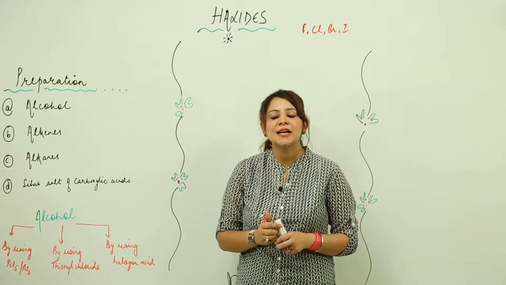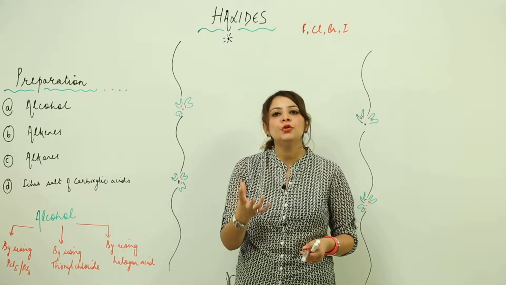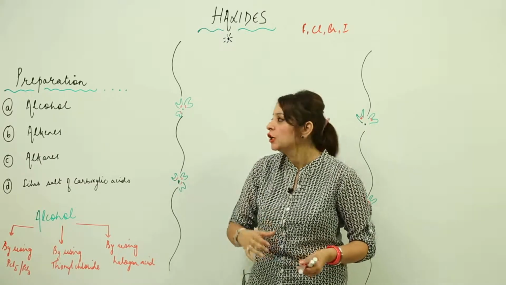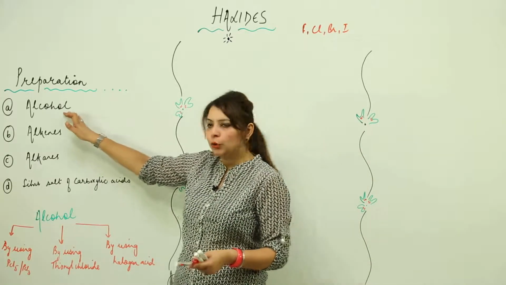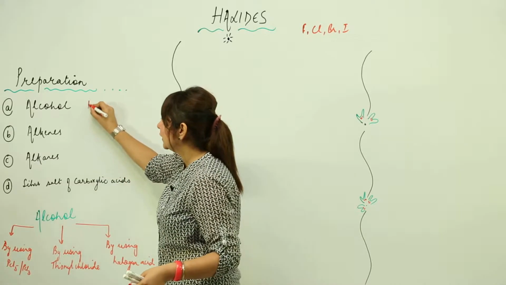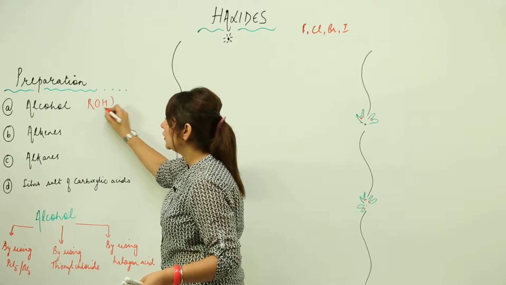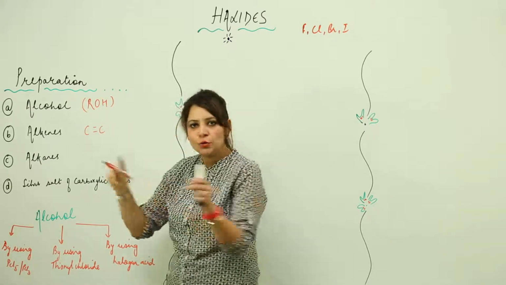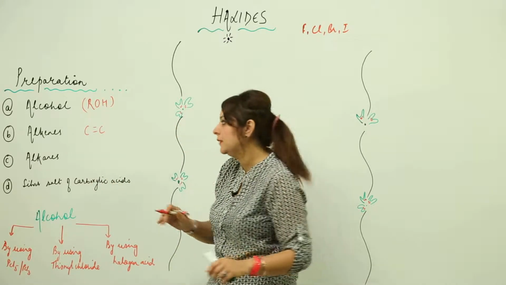Now we are going to start with the preparation. So we have a few important substances from which we can actually prepare the haloalkanes. So just look at the board. They are alcohols. As you all know, alcohols are ROH, the general formula. We can prepare it from alkenes, that means a compound which contains at least one double bond in it.